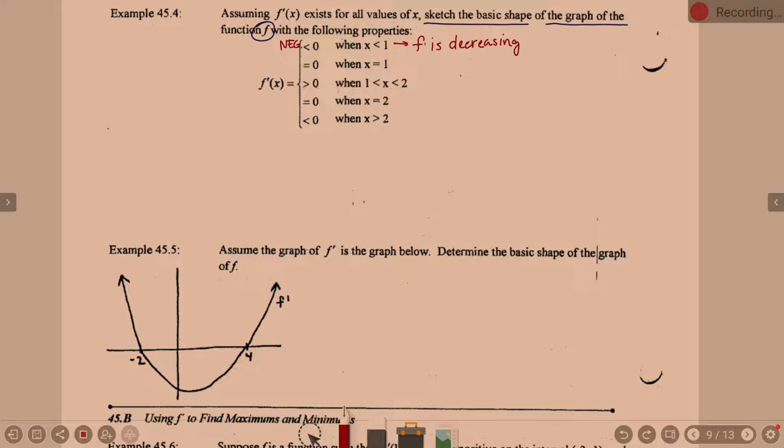It's a critical point, which means this is going to be a min or a max. Okay? And that is critical value, right? Critical point.